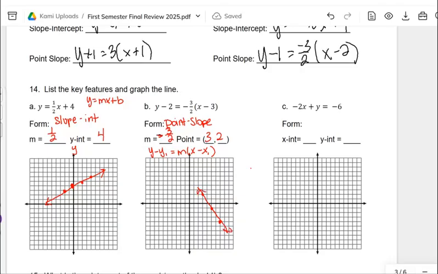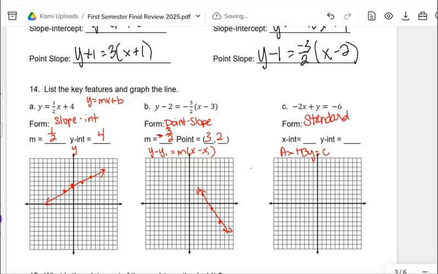Okay, C says -2x plus y equals -6. This is standard form. So standard form is ax plus by equals c.